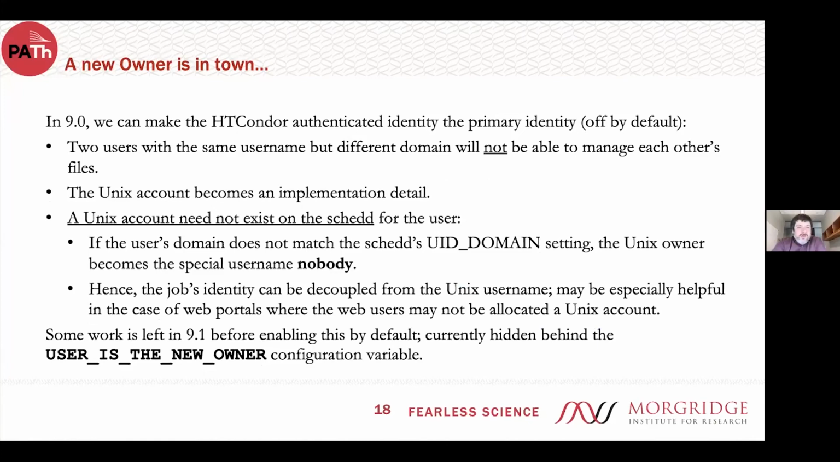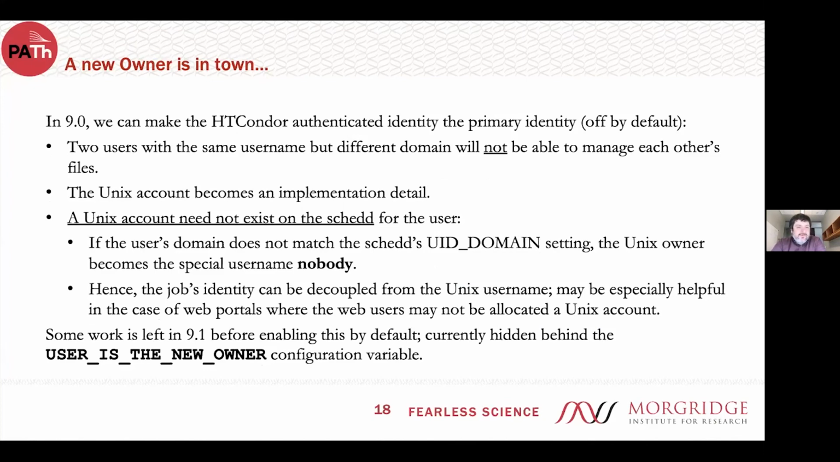So, in 9.0, we can now make the Condor identity the primary identity of the job. So that means the user with the same username but different domain will not be able to manage each other's jobs. And the Unix account really just becomes the implementation detail. In fact, in 9.0, we can set things up so the Unix account doesn't even need to exist on the SCED, and that the Unix account can be mapped to the username nobody.